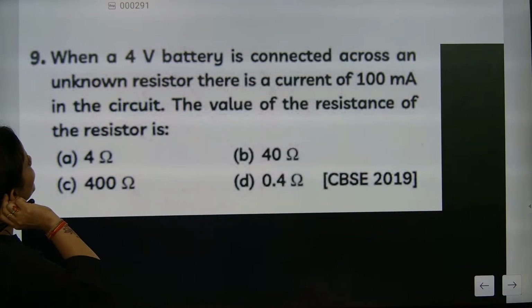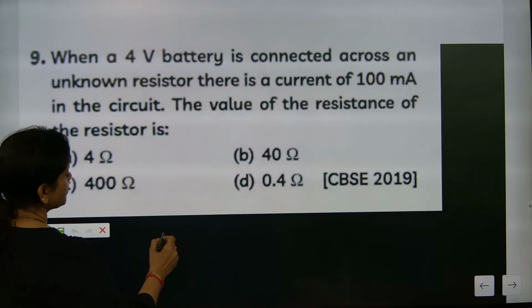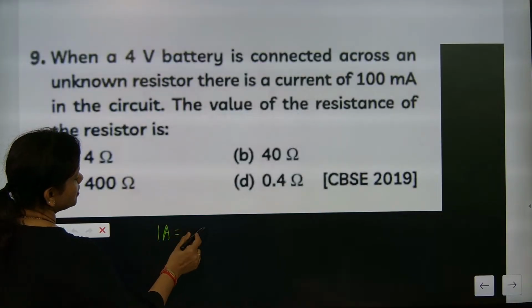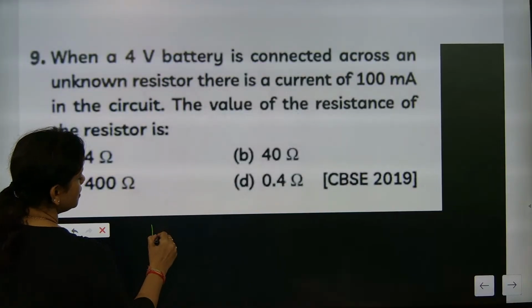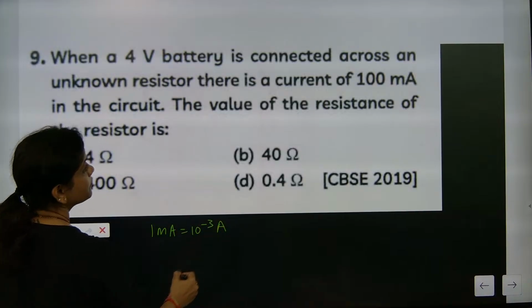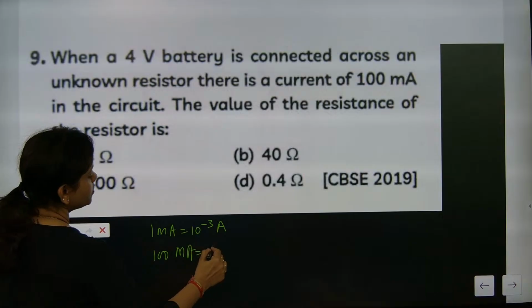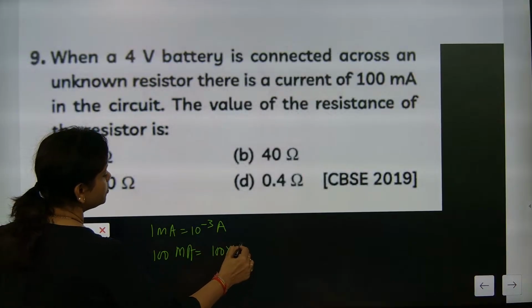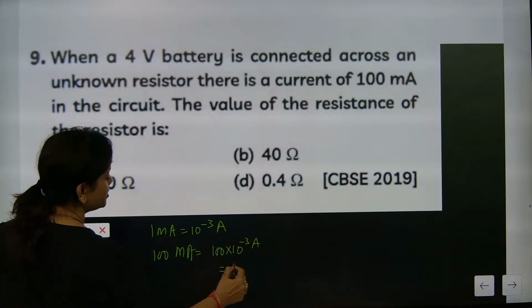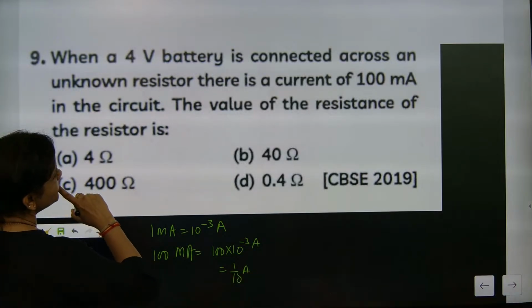When a 4-volt battery is connected to an unknown resistor, the current is this much. The biggest challenge is not solving, the biggest challenge is converting. So 1 mA is equal to 10 to the power minus 3 A. So 100 mA is equal to 100 into 10 to the power minus 3 A, that is 1 by 10 A. So they are giving the value of the current, and we need the value of the resistor.